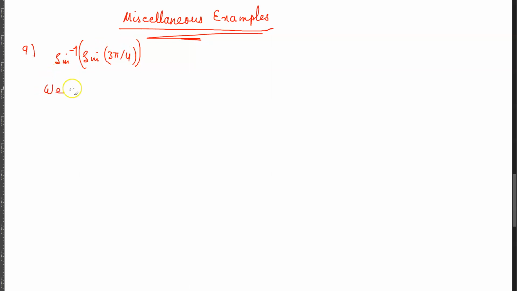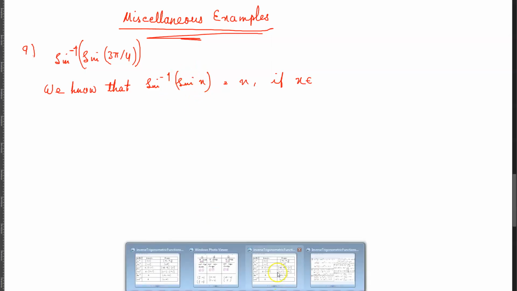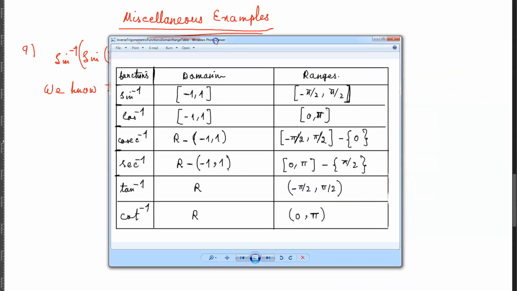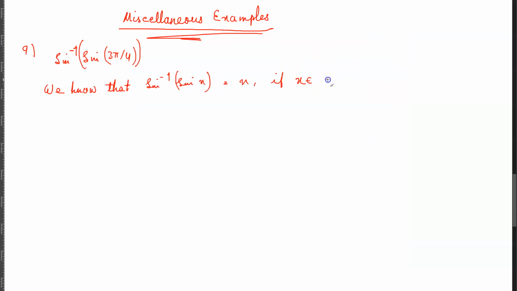basically we know that the sine inverse of sine of x is equal to x if x belongs to the limited domain of sine x. The limited domain of sine x is when we wanted to define the sine inverse function, we limited the domain of the sine function to negative pi by 2 to pi by 2. So x has to belong to negative pi by 2 to pi by 2.